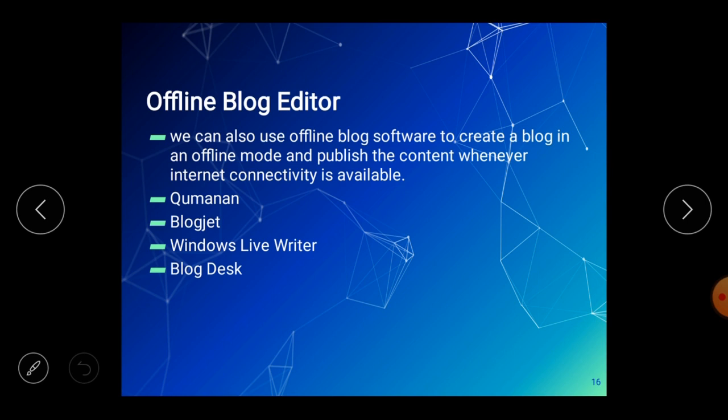Some common offline blog editors are Kumana, Blogjet, Windows Live Writer and Blogdesk. You can use any one of these.